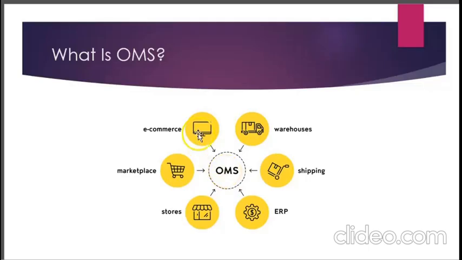Orders can come from an e-commerce website, right? Or from marketplaces, nothing but Amazon, Myntra, or any e-commerce website like Meesho or Ajio. All these are marketplaces, right? The orders may come from marketplaces, e-commerce, or from the stores. Once the order comes, there will be inventory management, for each website.